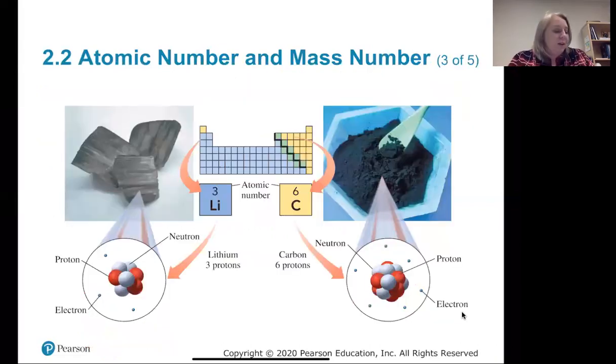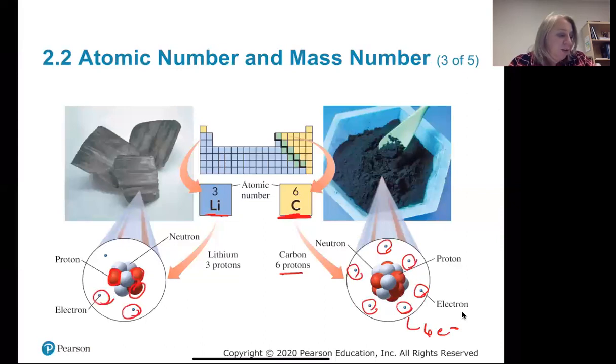So here's our example. We talked about carbon, how carbon has an atomic number of 6. That tells us that we have 6 protons. And it also tells us that if we count them, 1, 2, 3, 4, 5, 6 electrons. So this is 6 electrons. Let's look at another example. Let's look at lithium. Lithium's atomic number is 3. So what we should have are 1, 2, 3 protons, and then we have 1, 2, 3 electrons.